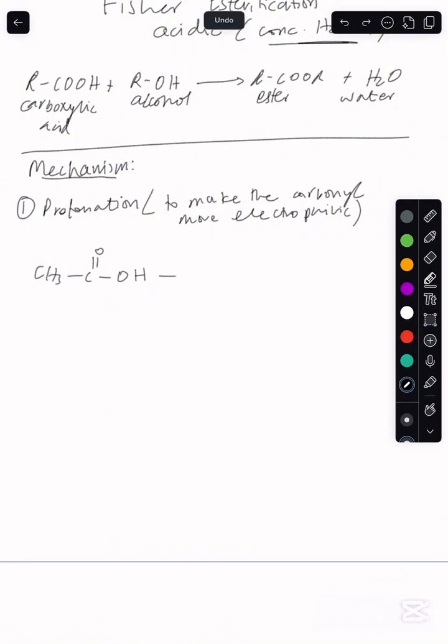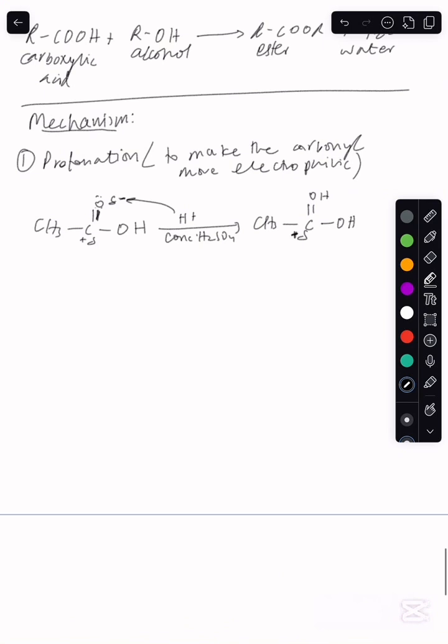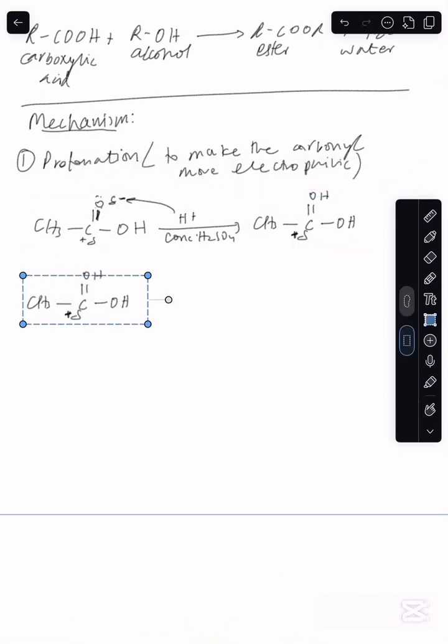So what we have here is the carboxylic acid. We add the proton here in the presence of concentrated H2SO4. What happens is the oxygen has a lone pair, so it is partially electronegative and the carbon is partially electropositive. So the H plus attacks the partially electronegative oxygen, and hence this oxygen makes 3 bonds. So what we do is we take this and duplicate it over here.